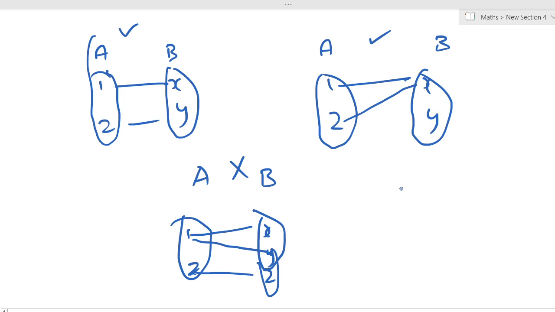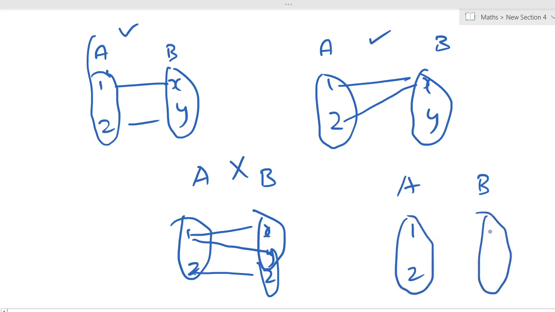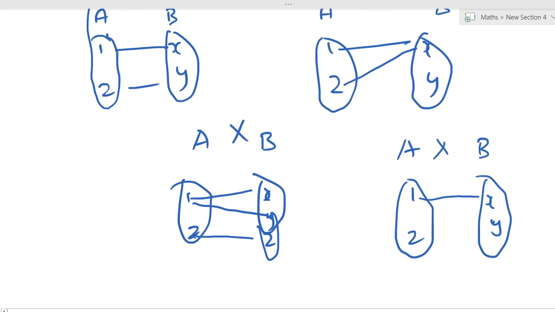Also each and every element of A must correspond to some value in B. So this is also wrong because 2 doesn't have any image in B. We cannot do it like that.